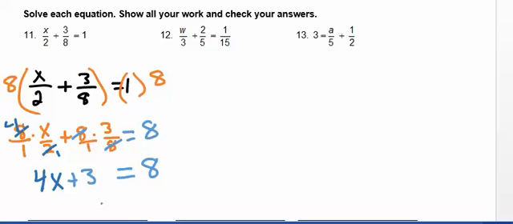So now you're left with a very simple equation with no fractions anymore, and you would just solve it by subtracting 3 and then dividing by 4. You will get a fraction or a decimal for an answer in number 11.